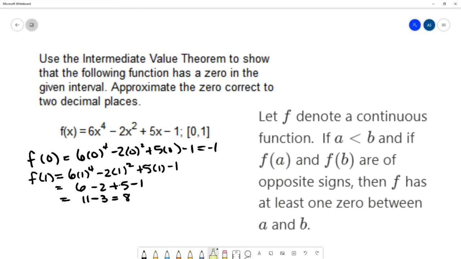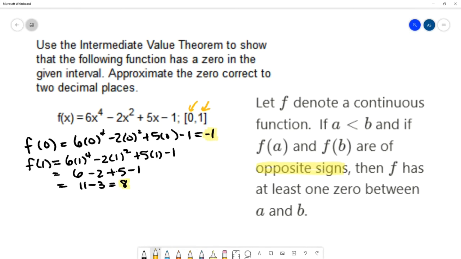And we can see that the y value here is negative and the y value here is positive, so they do have opposite signs. And so using the intermediate value theorem, we've now determined that there will be a 0 between these two x values. So there is a 0 between 0 and 1. There is an x-intercept between 0 and 1.